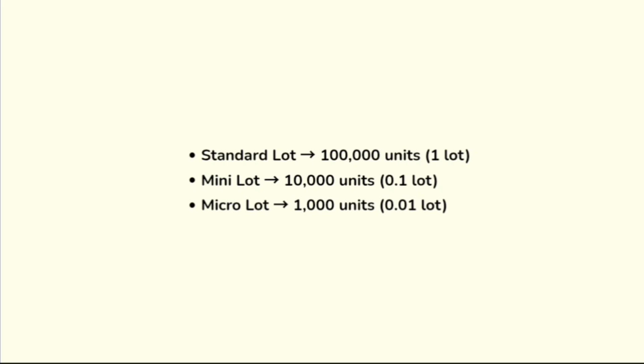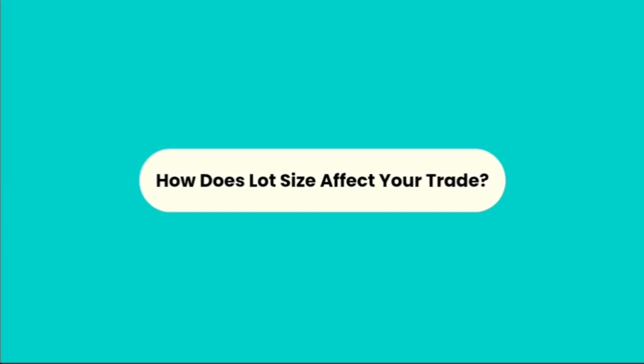One is the standard lot, which is equal to 100,000 units, and it's most times written as 1 lot on your trading platform. The next is the mini lot, which is equal to 10,000 units, written as 0.1 lot size in your trading platform. Then the last one is the micro lot, which is equal to 1,000 units and is written as 0.01 in your trading platform.